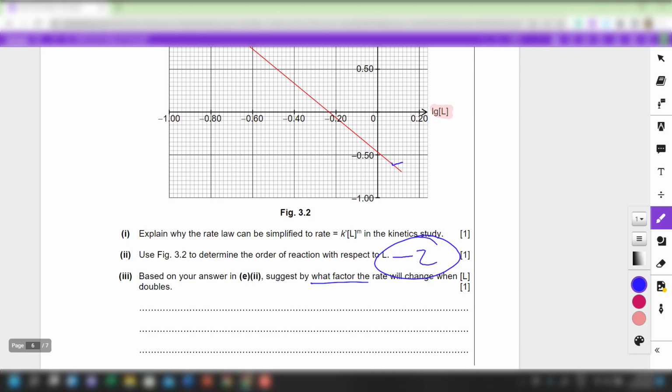So this is the end of the review of question 3. We hope you find it useful in your revision. And all the best to your A-level preparation.